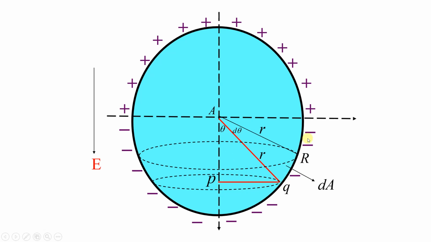I can get PQ if I do sine theta. Sine theta will be the opposite side divided by the hypotenuse, so sine theta is PQ divided by R, or PQ becomes R sine theta. In a similar way, I can consider this as an arc. Since the angle is small, sine of d theta will be d theta only. So once again, I get QR as R d theta.